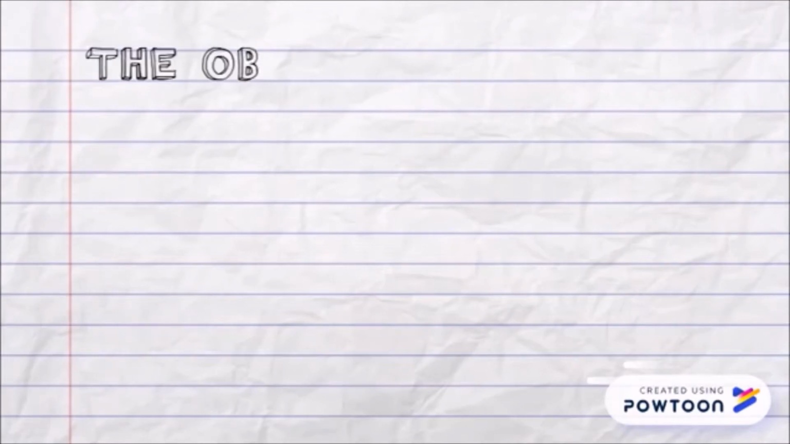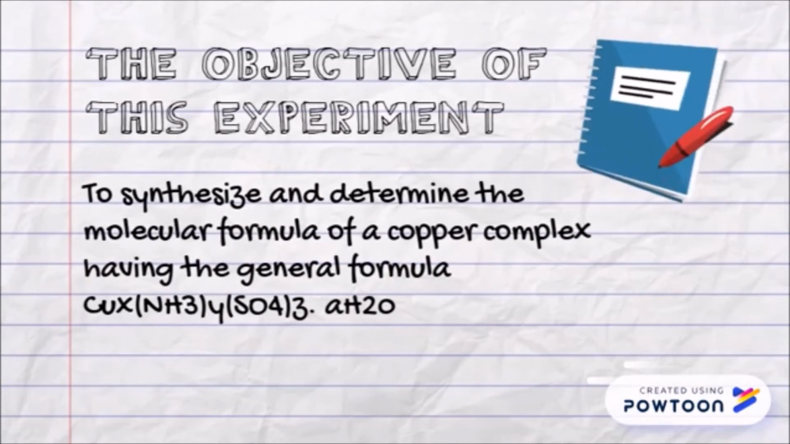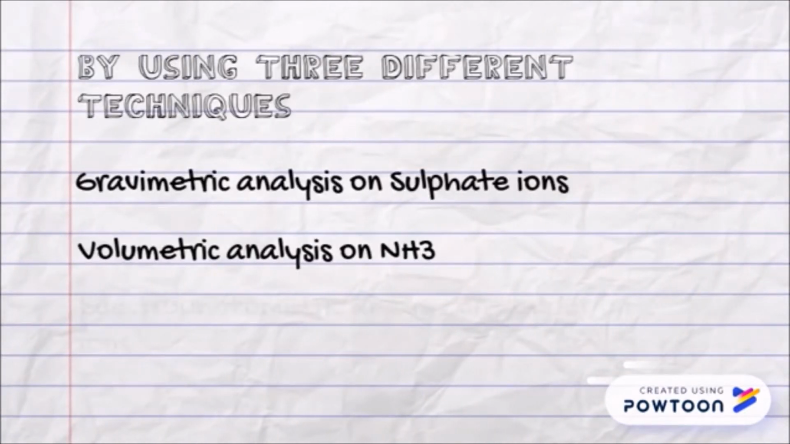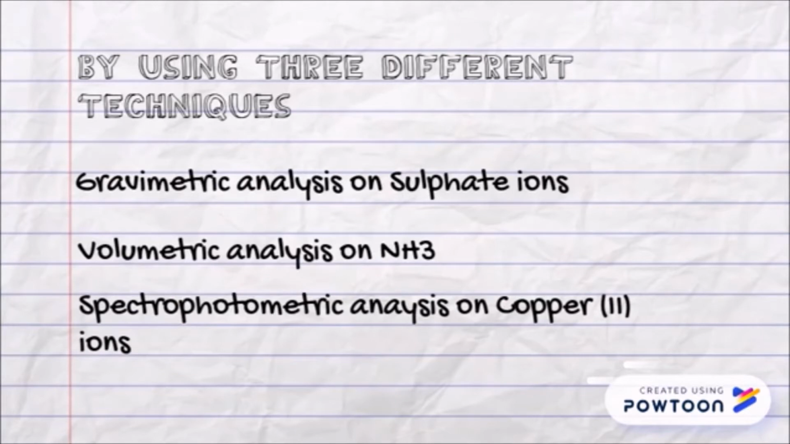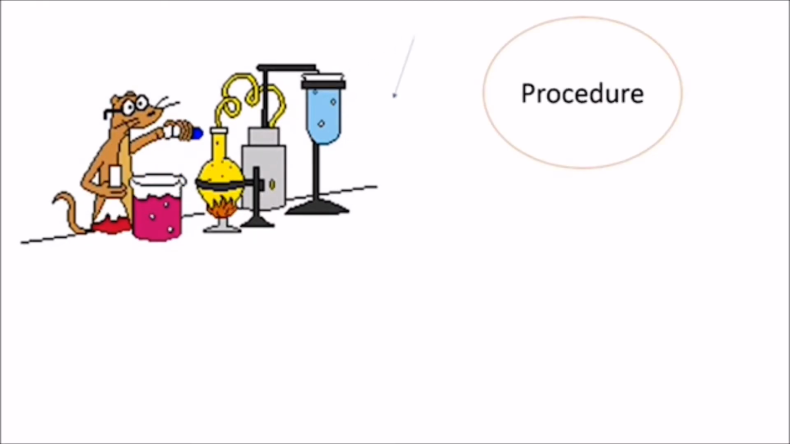The objective of this experiment is to synthesize and determine the molecular formula of a copper complex having the general formula Cu(x)(NH3)(y)SO4·(z)H2O by using 3 different techniques, which are gravimetric analysis on copper, volumetric analysis on NH3, and spectrophotometric analysis on copper ions. The procedure of this experiment is divided into 2 parts, which are part A, the synthesis, and part B, the analysis.